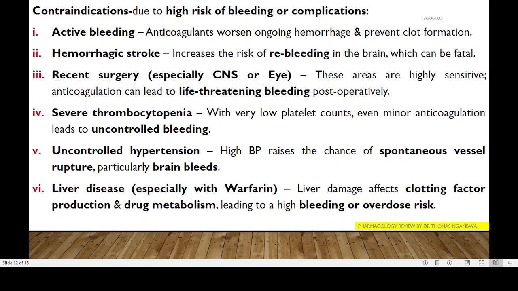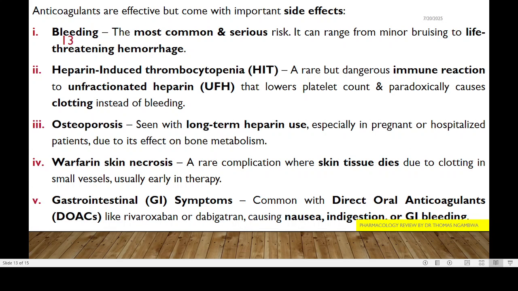And lastly, for the liver disease, especially with warfarin, you find that the liver damage affects clotting factor production and drug metabolism, and this leads to high bleeding or overdose risk. So anticoagulants are very effective, but also normally come with some side effects and adverse effects.